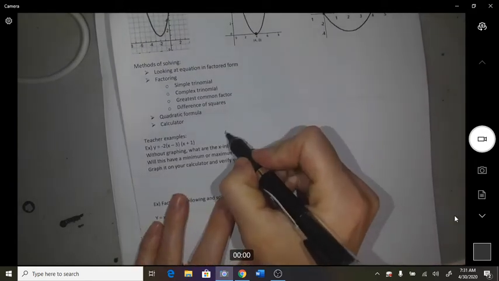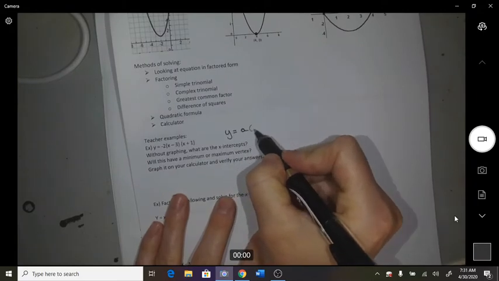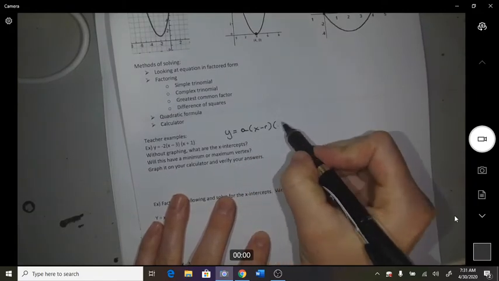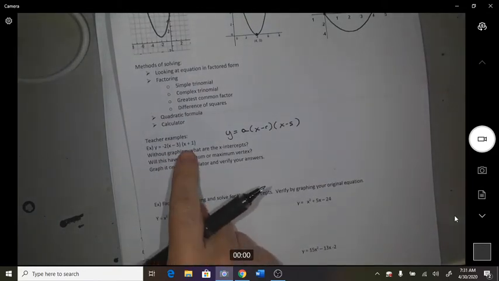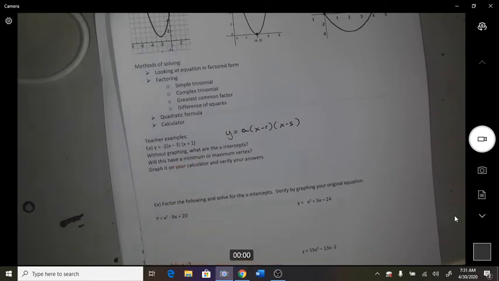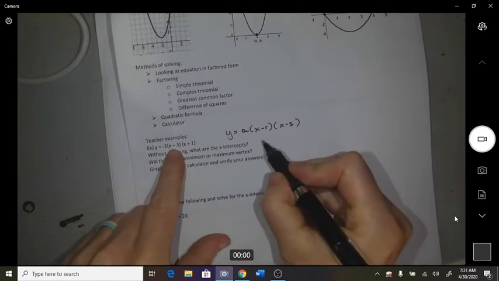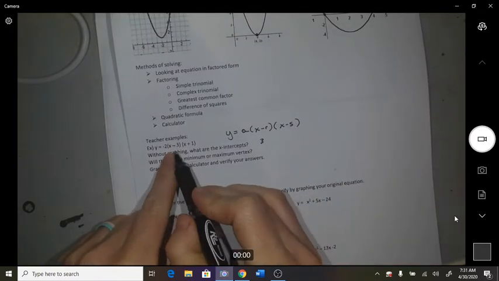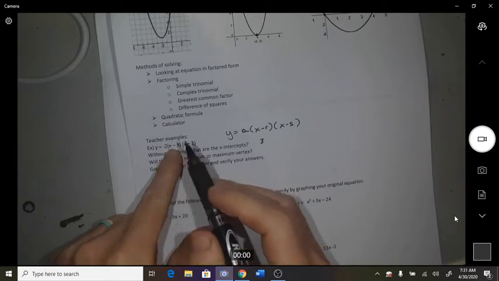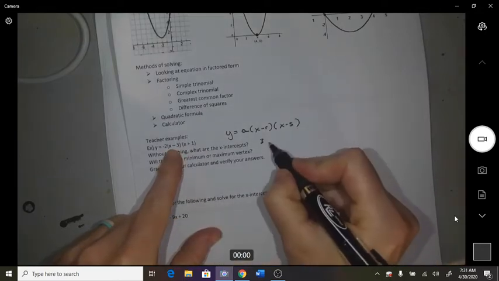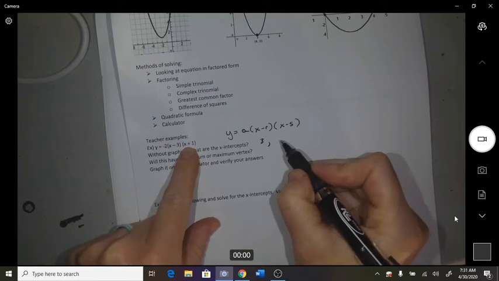Okay, so this is the factored form. So that's been given to you. So this equation is in factored form. So without graphing it, what are the x-intercepts? They would be 3, because if I plug in a 3, 3 minus 3 makes this 0, 0 times this number, and this number is going to still be 0. And this would be negative 1.